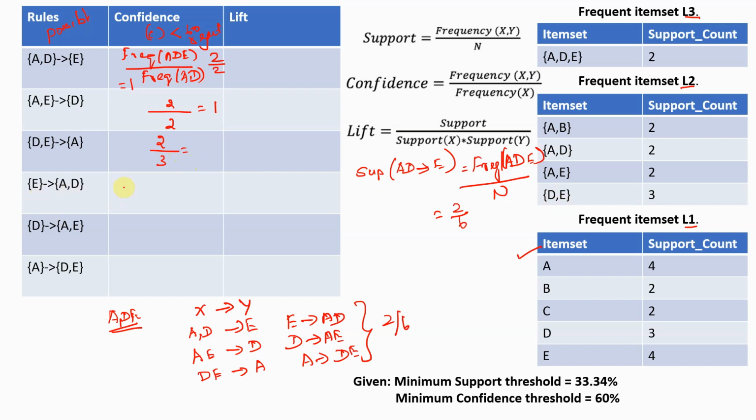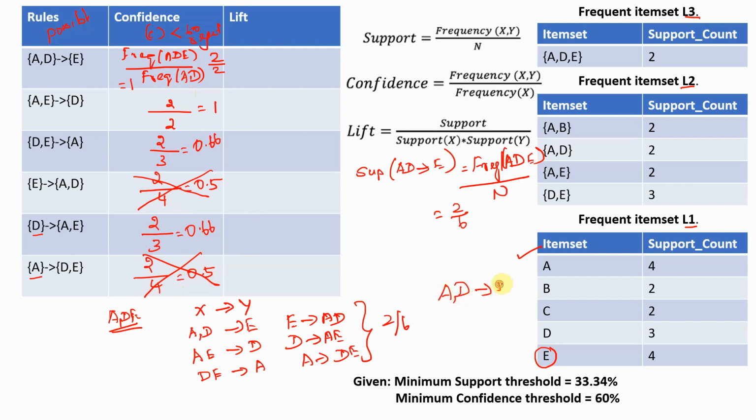Now I have the next one. Again, the upper frequency is always 2, so 2 divided by the frequency of E, which is 4, so I get 0.5. Then the frequency of ADE divided by the frequency of D, which is 3, so 2/3, around 0.66. Then I consider the frequency of A, which gives 0.5. Out of these, whichever is less than 60%, I am going to reject. So I reject this, and I reject this.